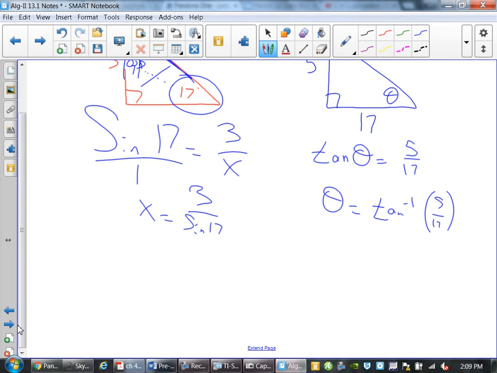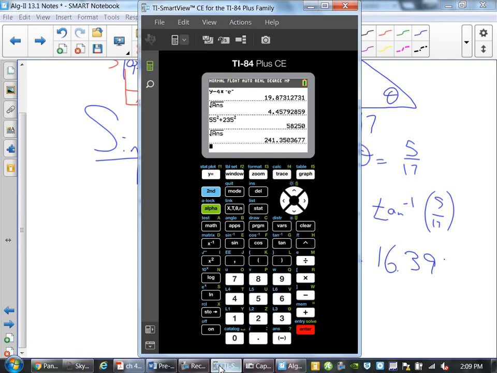Sorry. What are you guys getting for your angle measure here? 16.389, so it's 16.39 degrees. Okay. Oh, someone's tough. I got 17. Wait, is that 5 over 17? 16.39. What did I do wrong?